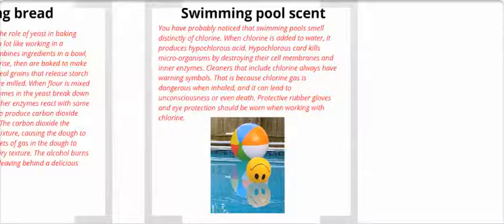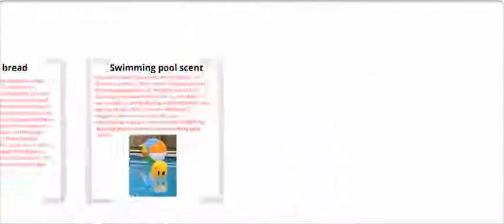So swimming pool scent. You have probably noticed that swimming pools smell distinctly like chlorine. When chlorine is added to water, it produces hypochlorous acid. Hypochlorous acid can kill microorganisms by destroying their cell membranes and inner enzymes. Cleaners that include chlorine always have warning symbols. That is because chlorine gas is dangerous when inhaled. It can lead to unconsciousness or even death. So protective rubber gloves and eye protection should always be worn when working with chlorine.